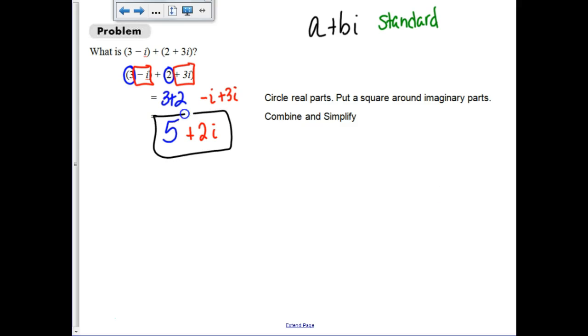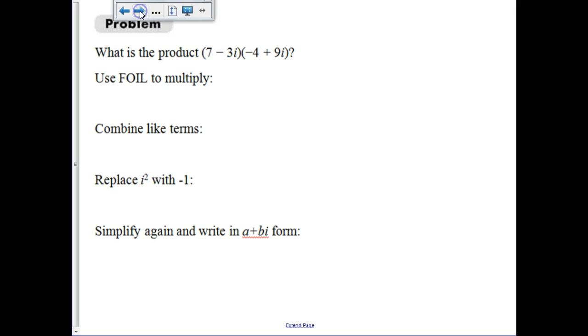Now, you don't have to show work when it comes to adding complex numbers together. You're probably going to do a lot of that work in your head, but these are your notes, so we want to illustrate what we did. Adding is a little boring. Multiplying is a little more exciting.